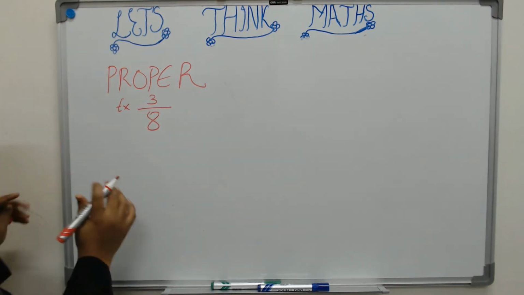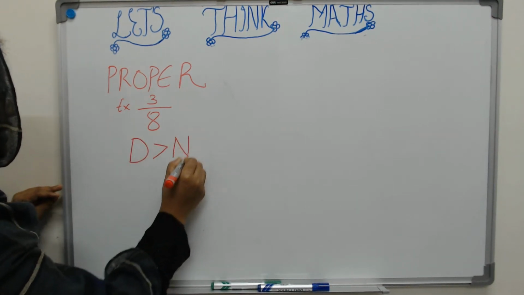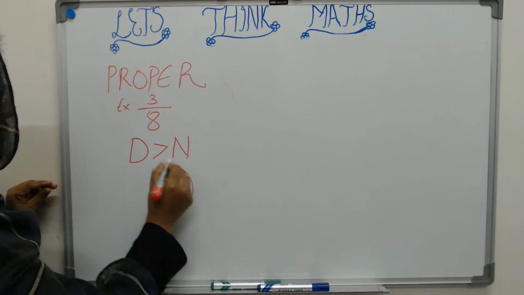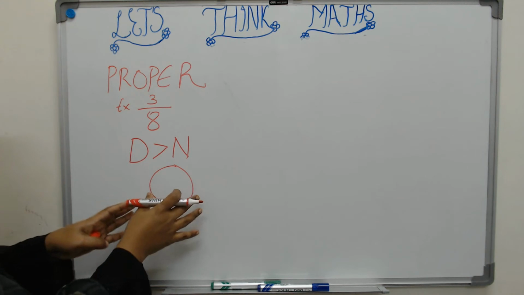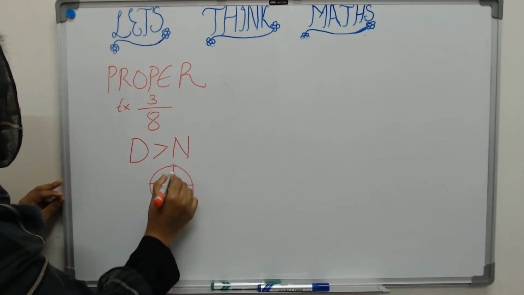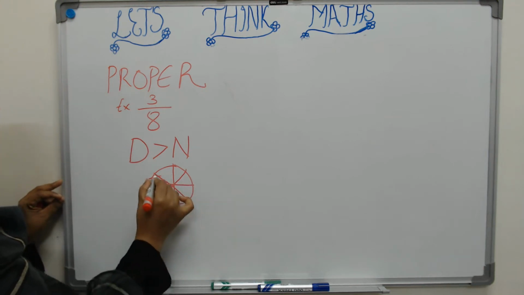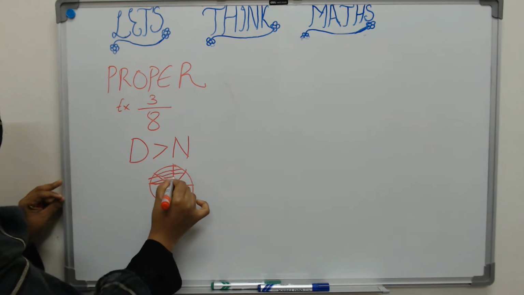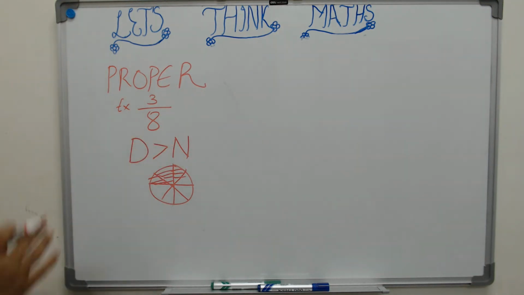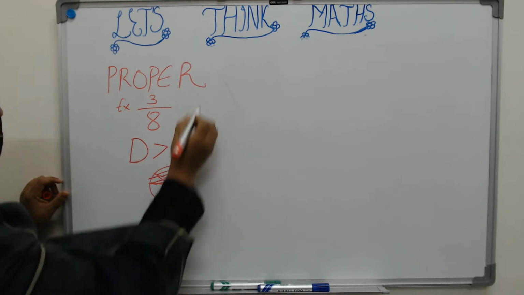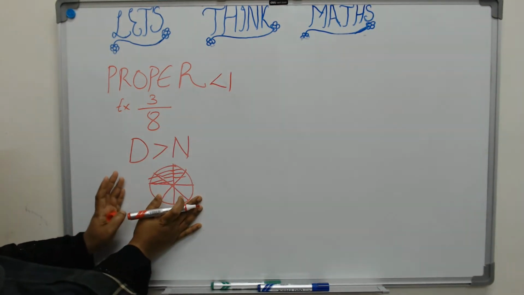In a proper fraction, the denominator will be greater than the numerator. What does that mean? Look at this. This is 3 by 8. So look at the denominator. That is how many divisions we will do. We will take a cake, make 8 equal divisions and take 3 out of it. 1 by 8, 2 by 8, 3 by 8. So since the denominator is greater than the numerator, a proper fraction will always be less than 1. We don't have to take another cake. This one is good enough.